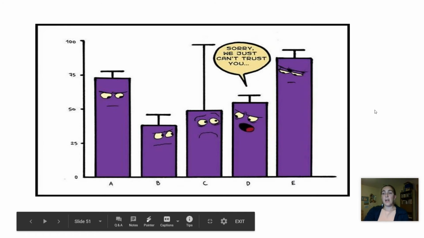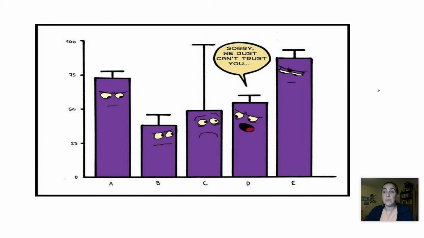So that's a little bit about how to draw and interpret error bars. We're going to go back and add those into our Penny lab now and see if that data really is significantly different or whether those differences are just due to kind of random chance and random differences.